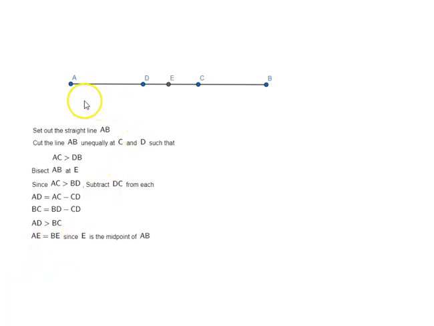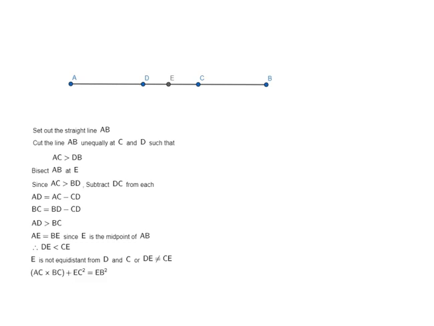AE is equal to BE because E is the midpoint of AB. We bisected it. So therefore, DE is less than CE, which means E is not equidistant from D and C. Or we can also say DE is not equal to CE.